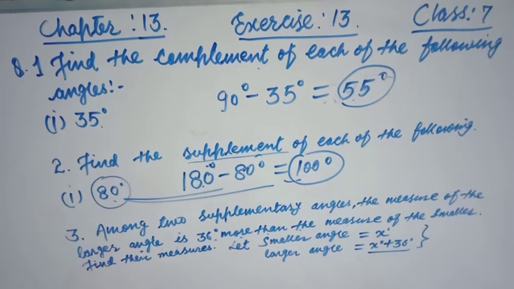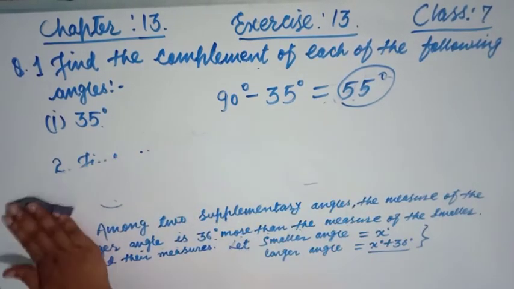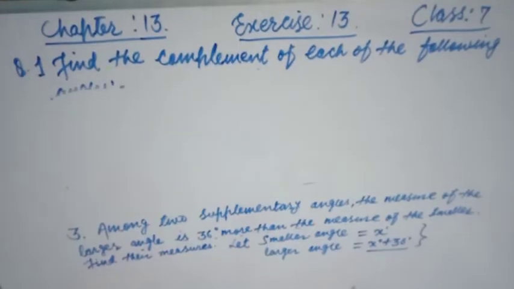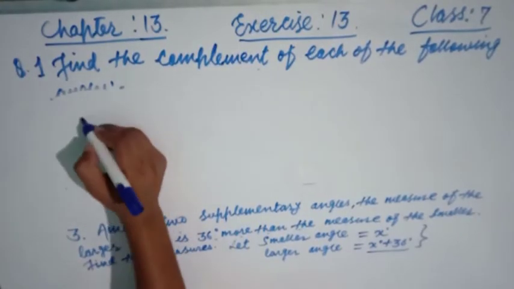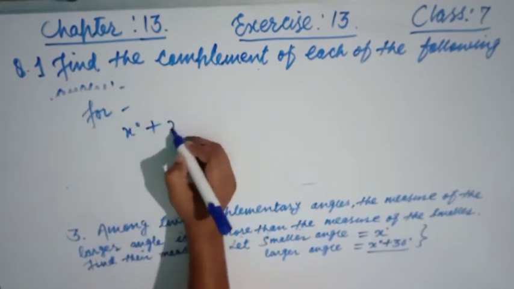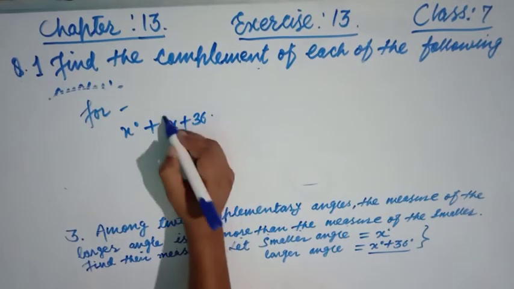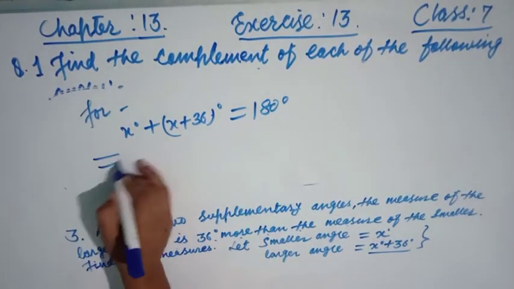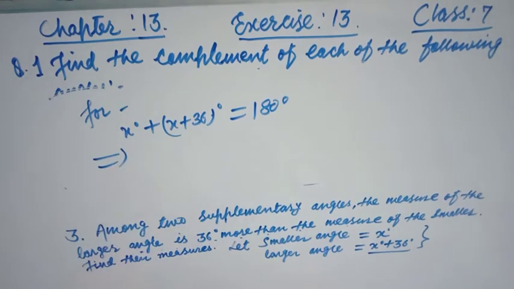Now friends, see, these two angles are supplementary angles. Now according to the question, for supplementary angles, x degree plus x plus 36 degree is equal to 180, because these are two supplementary angles, friends. So the sum of the two angles is 180.